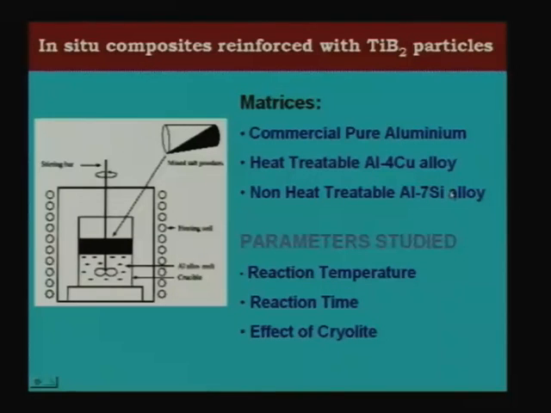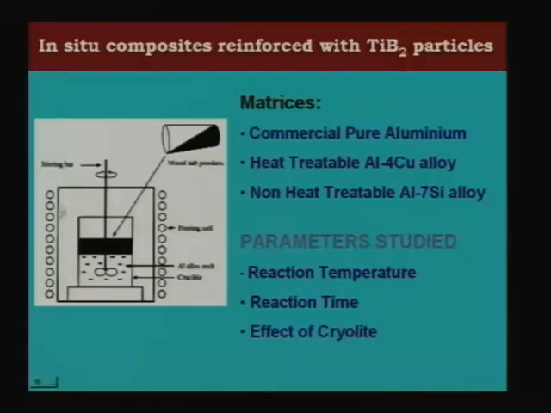Similarly, aluminum 7 silicon. In aluminum 7 silicon, we already know that silicon gives you strengthening. So, as a result, one can have additional strengthening because of that. And how do people make it? They again take liquid aluminum in a crucible, add certain salts which react with this liquid aluminum and then generate the TiB2 particles. And if you want to improve the reaction, one can use stirring, but this is not essential because this reaction itself generates a lot of heat because of its exothermic nature.